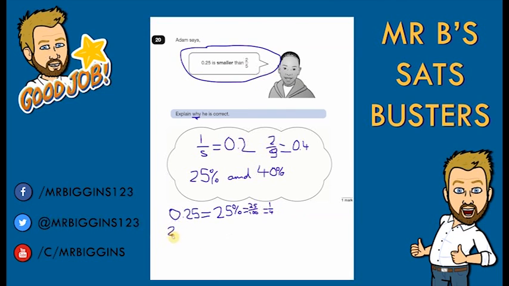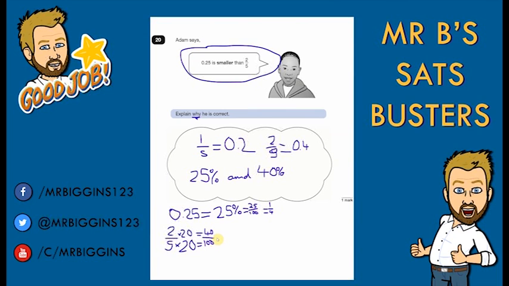And then we've got 2/5. If we wanted to turn that into a fraction out of 100, we could times that by 20, to get 100, because we know 10 times 5 is 50, so 20 times 5 must be 100. So we need to do the same to the top as we have to the bottom. So 20 times 2 is 40, because 10 times 2 is 20, so 20 times 2 must be 40. So we could do that one.